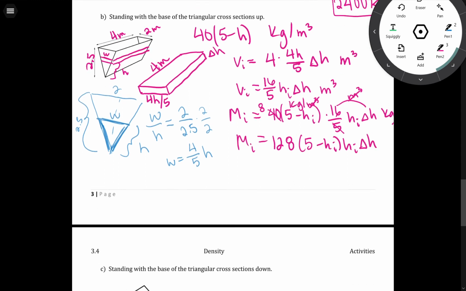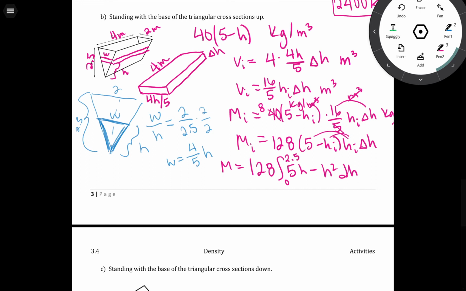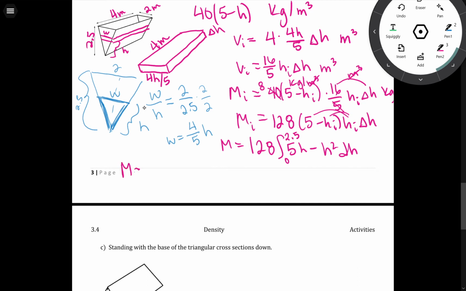So if we want the total mass, we're going to integrate. I'm going to move the 128 out in front, and distribute this through as well. We're going to say that's 5h minus h squared dh from 0 to, this time, only 2.5. The depth of the tank is only 2.5 when it's situated this way. So we get 128 times (5/2 h squared minus h cubed over 3) from 0 to 2.5.